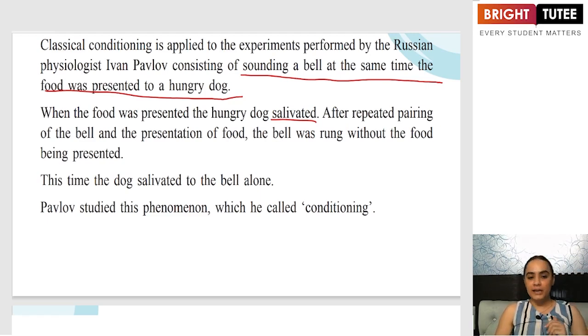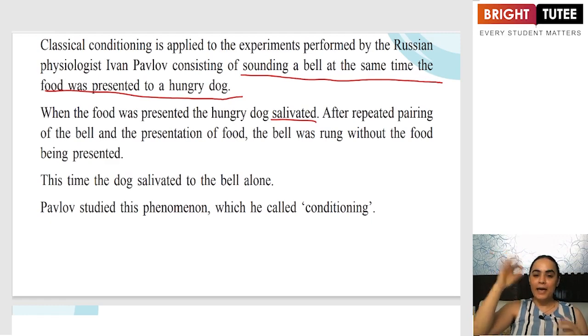Then what did he do? He combined it with the usage of a bell. So he first offered just the food to the dog, and he saw that the dog salivated because he wanted to eat it. Then he just rang the bell. And when he simply rang the bell, he saw that the dog did not react because that bell did not mean anything to him.